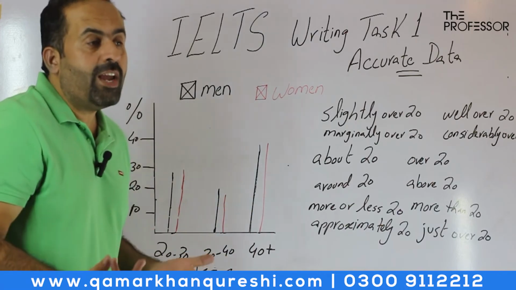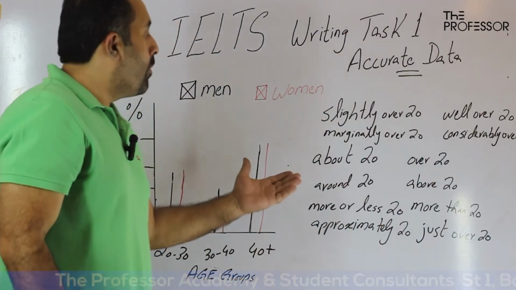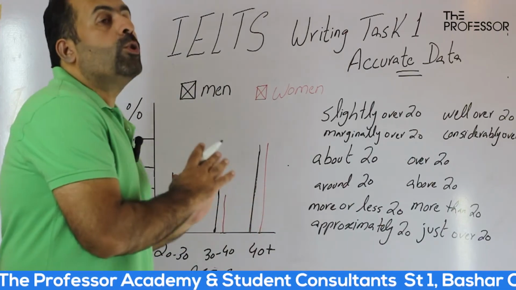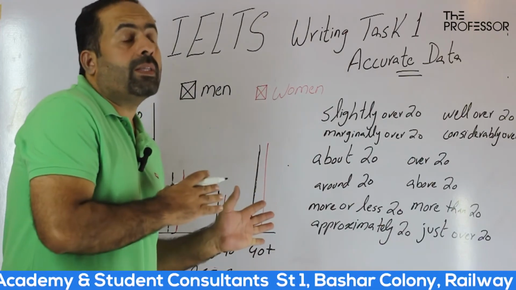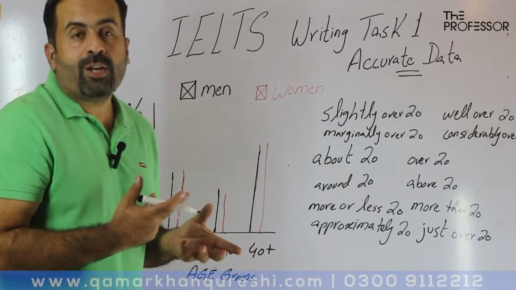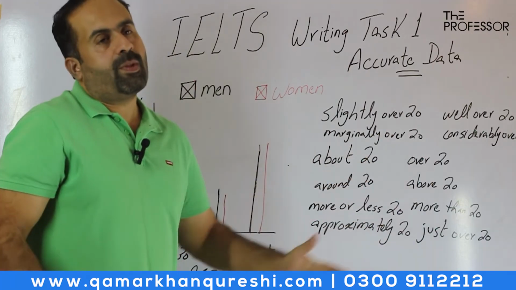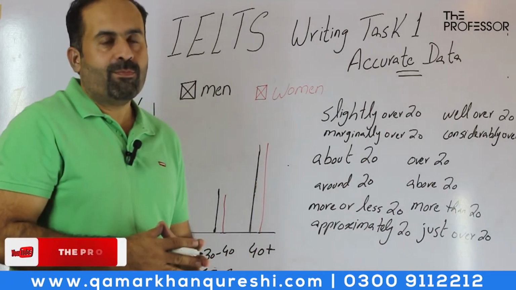So there are so many ways of paraphrasing, of using different words. So this is number one, you need not worry about whether you are giving the correct number or not. And the second benefit that you have is by using these sorts of words, your band score is improved.